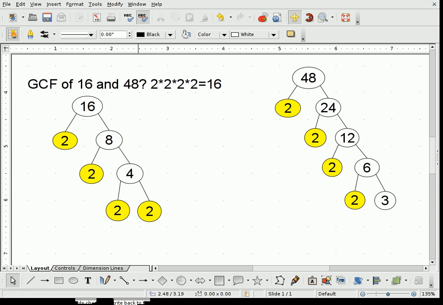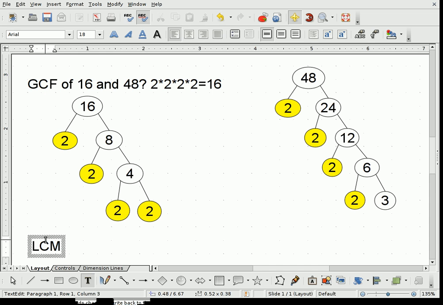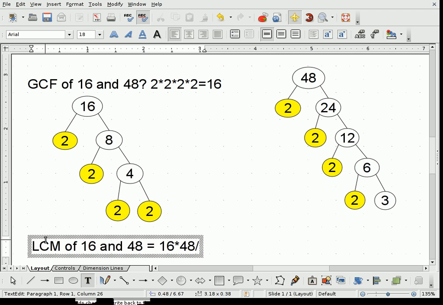Now we can go ahead and try to figure out what is the LCM, or the least common multiple, between these two numbers. Remember our little trick of how to figure it out? The LCM of 16 and 48, we can calculate it based on 16 times 48 divided by the greatest common factor between these two numbers. We have just calculated that the greatest common factor of 16 and 48 is 16 itself, so we divide the whole number by 16.